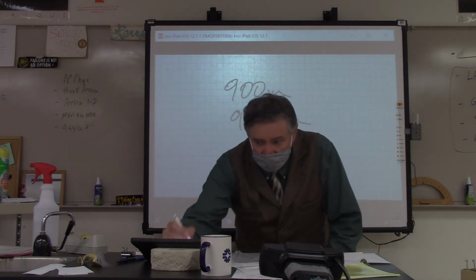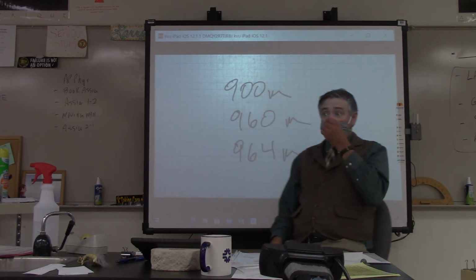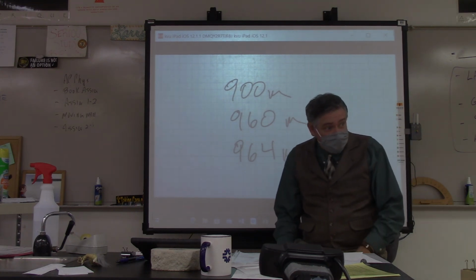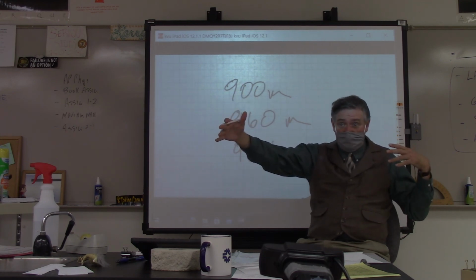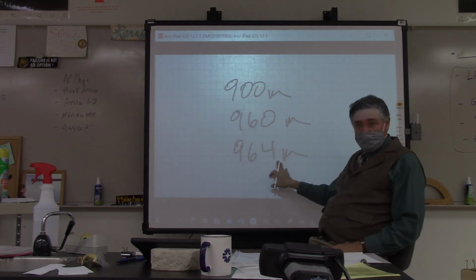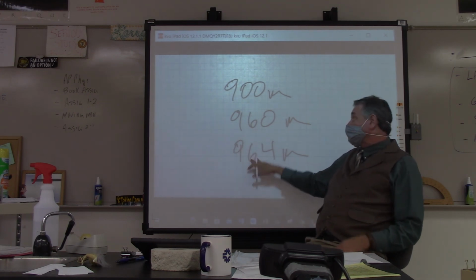Now, you say, oh, let's say it's 964 meters. Oh, now we're getting good, okay? So now we've got a much better measuring device. Again, there's no decimal place. We count everything to the left, so this would have three significant digits.